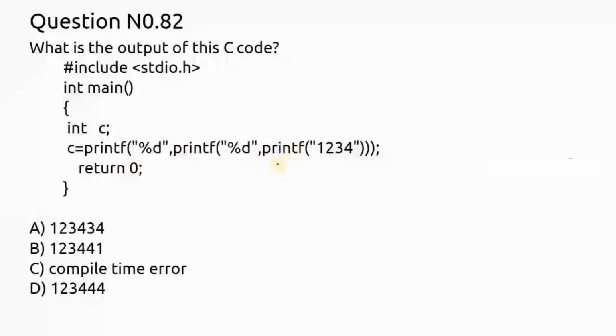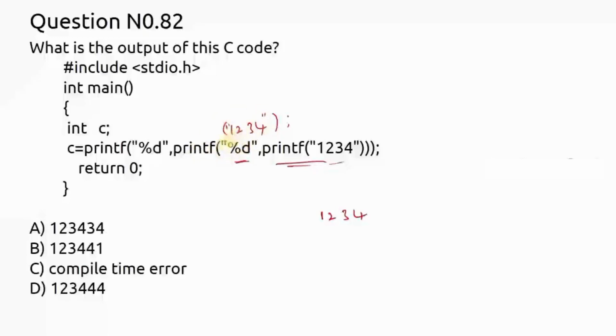First of all, going inside, this printf 1 2 3 4 actually has to print 1 2 3 4 first. After printing this 1 2 3 4, this value will become 1 2 3 4. Now here it is asking printf percentage d printf 1 2 3 4. What is this value totally?